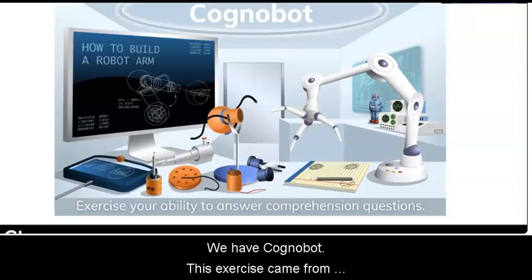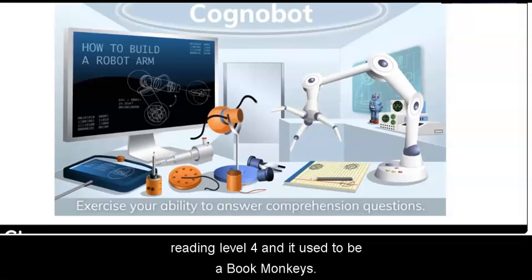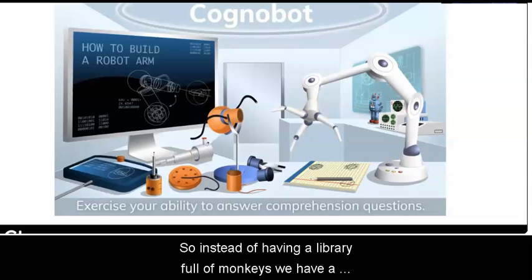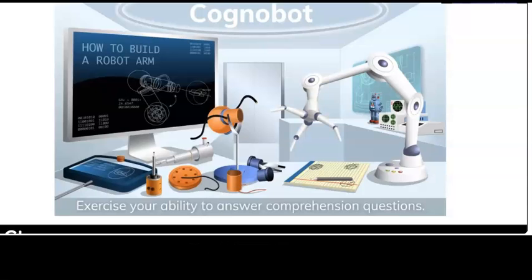We have Cognobot. This exercise came from reading level 4, what used to be book monkeys. So instead of having a library full of monkeys, we now have a robotics lab as the theme.